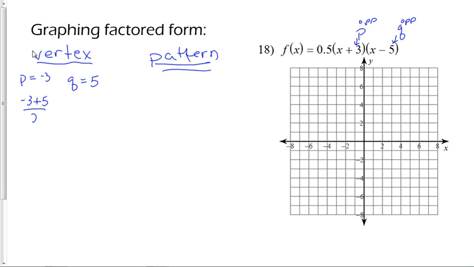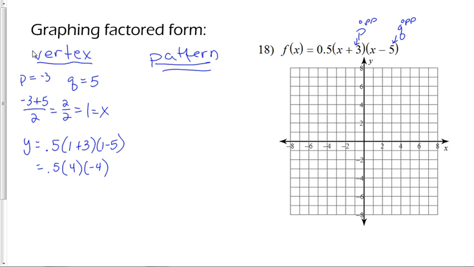We average those two together by adding them and dividing by 2. I get 1. That's the x-coordinate of our vertex. It's also our axis of symmetry. And we plug that back in to find our y. So we put 1 in wherever we saw x. We do the addition and subtraction inside first. And then we do the multiplication. 1/2 times 4 is 2. 2 times negative 4 is negative 8. So our vertex is (1, negative 8). That is right here.